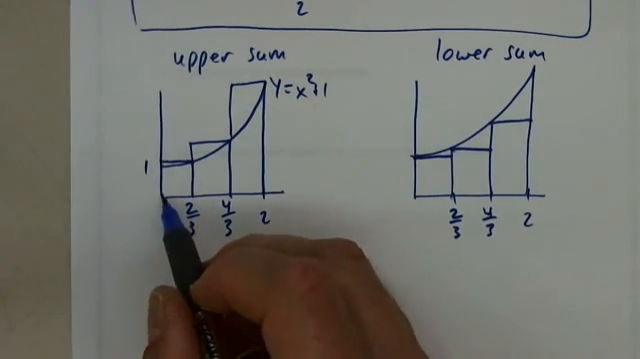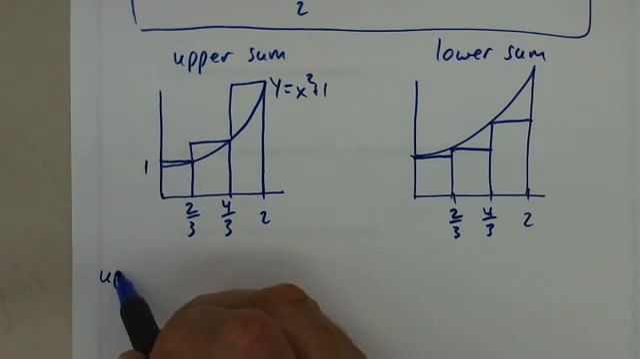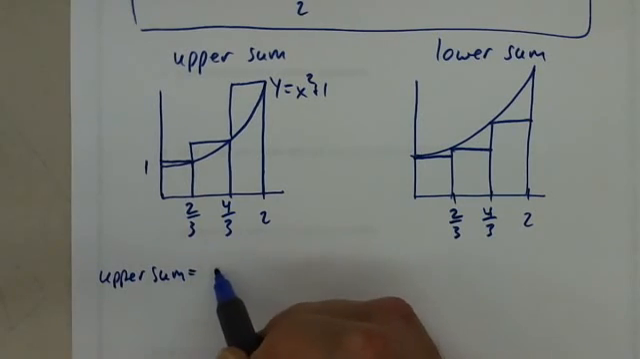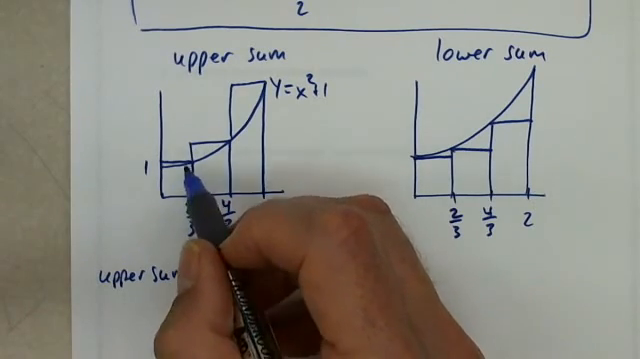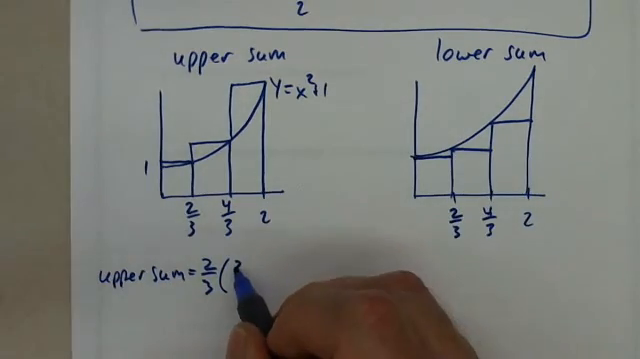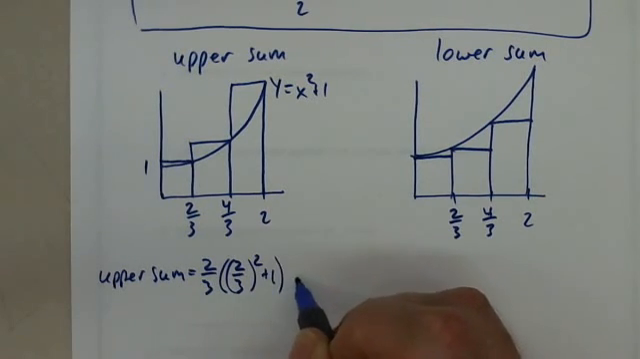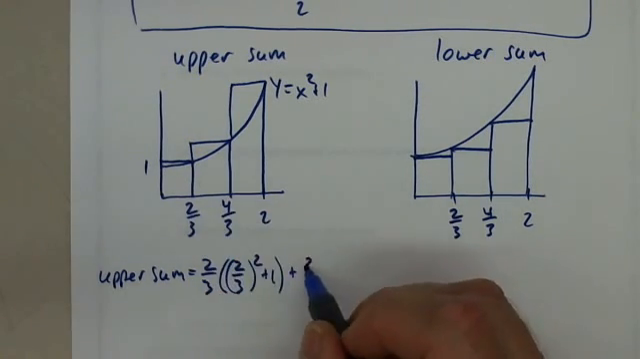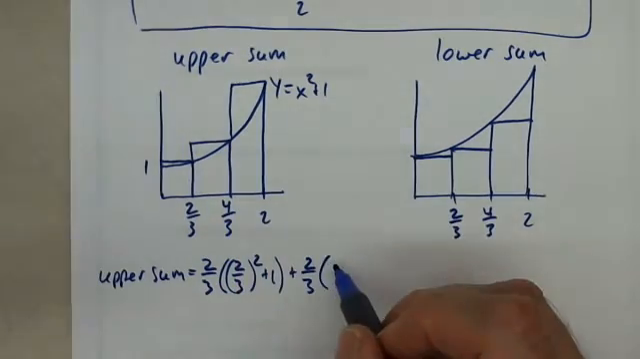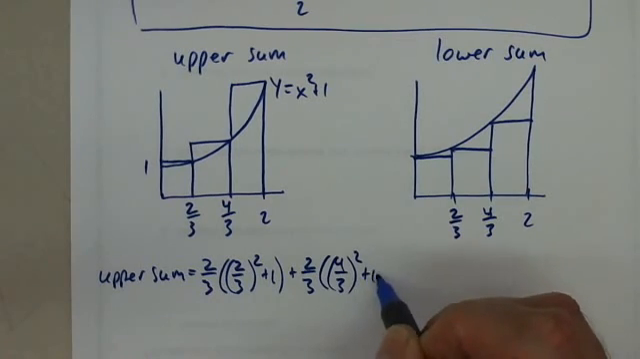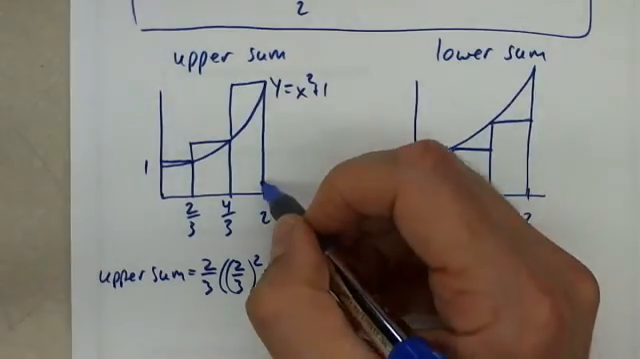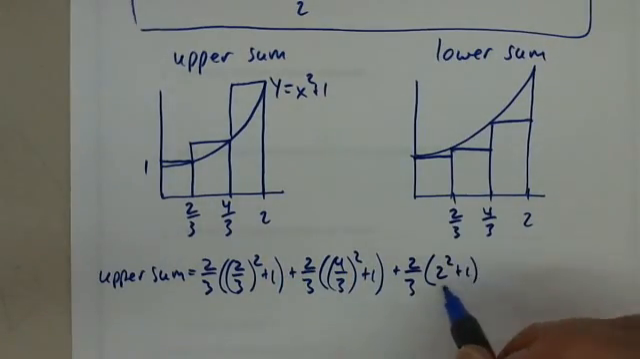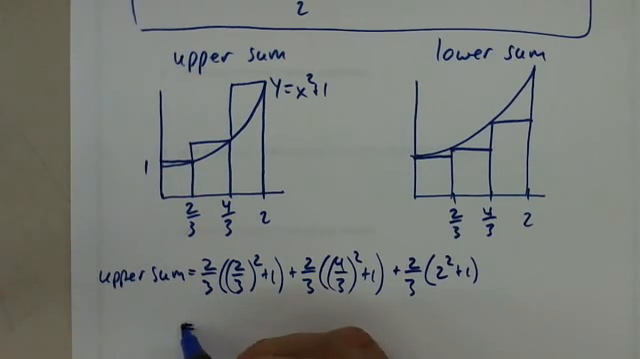And so for the upper sum, we have the base is 2/3. And the height is right here, so that's 2/3 squared plus 1. The base of the next rectangle is 2/3. The height is 4/3 squared plus 1. And here we have another base of 2/3, and the height is 2 squared plus 1. That gives 6.148.